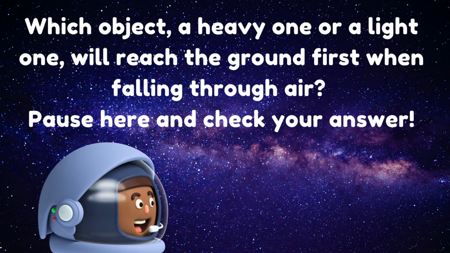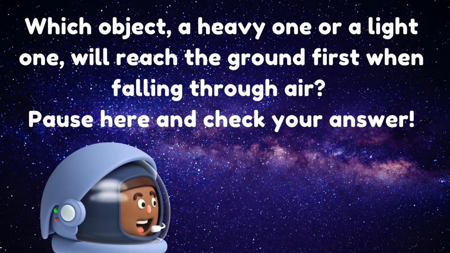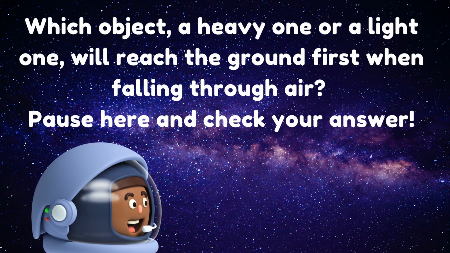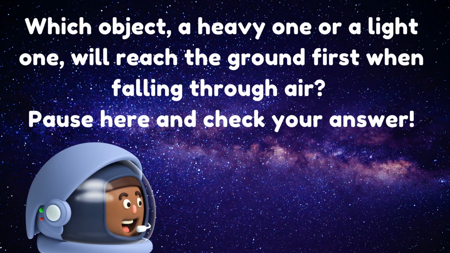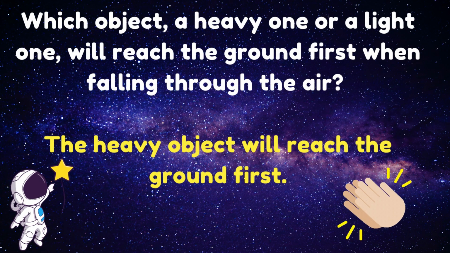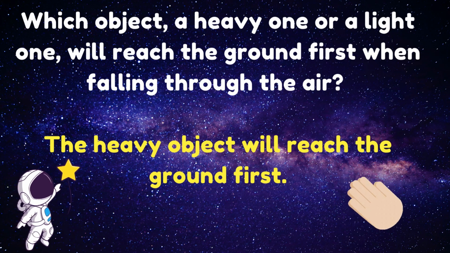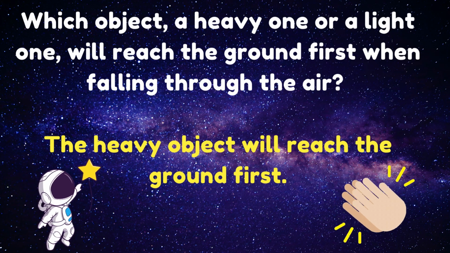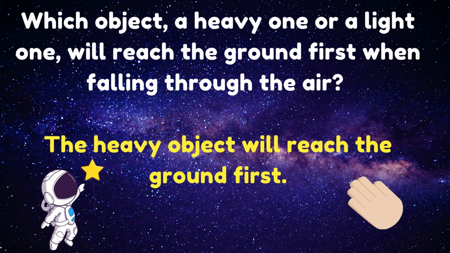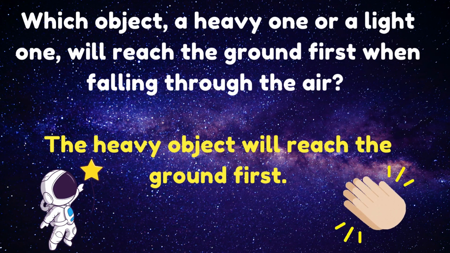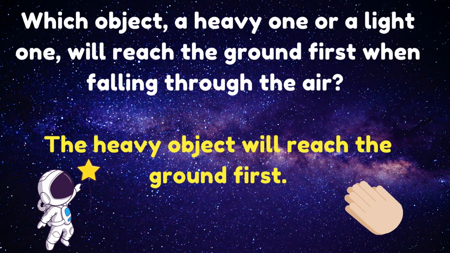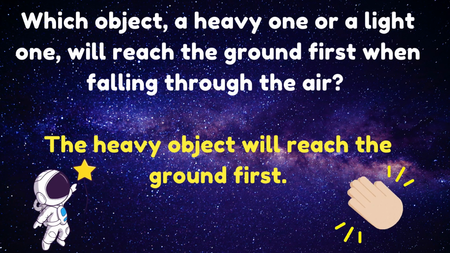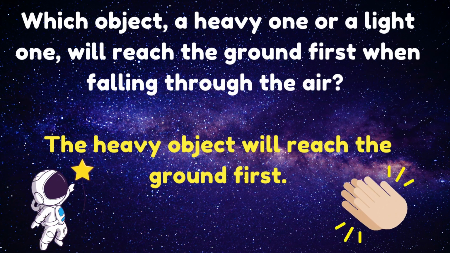Which object, a heavy one or a light one, will reach the ground first when falling through air? Pause here and check your answer. The heavy object will reach the ground first. The lighter object with its smaller gravity force will achieve its terminal velocity more rapidly, at which point it will stop accelerating and descend slowly and steadily.